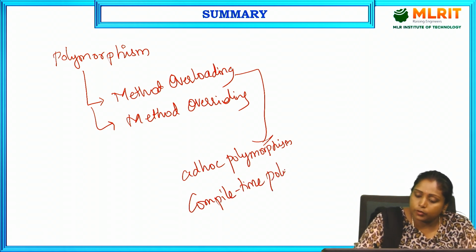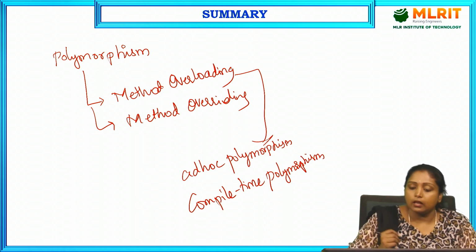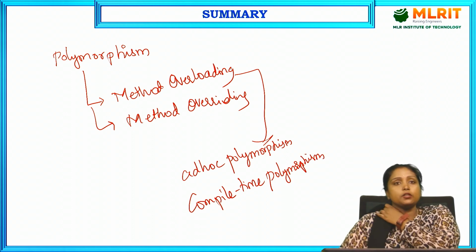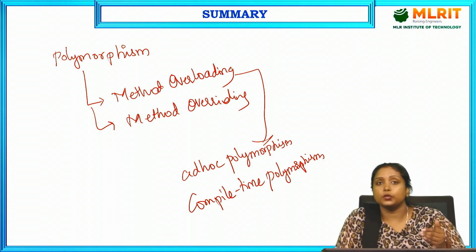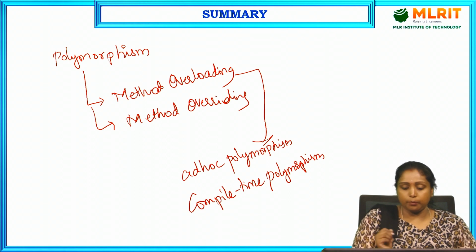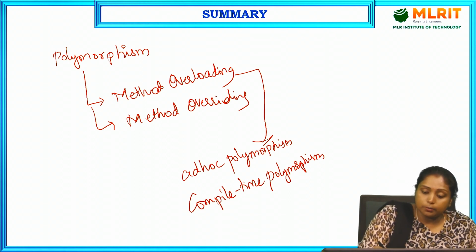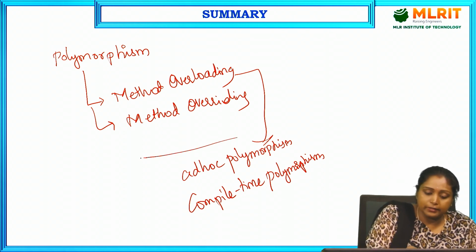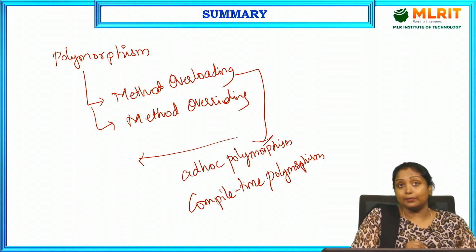Why? Because at the time of compilation only, you can know which method you need to call. So that's why it is called compile-time polymorphism. So in method overloading, what have you learned? Another concept. So what is method overloading?